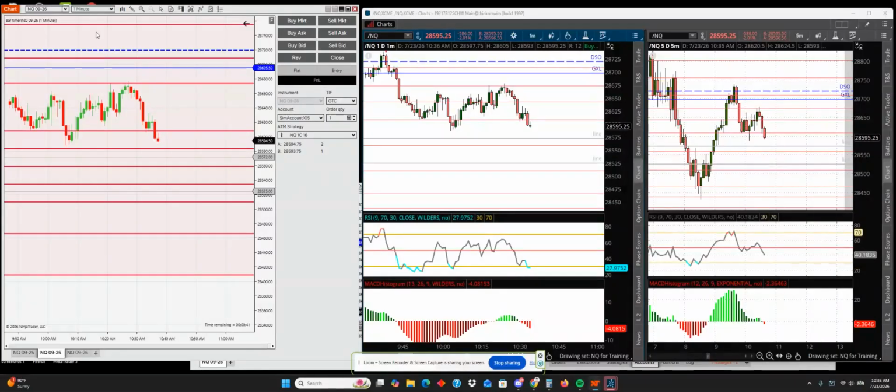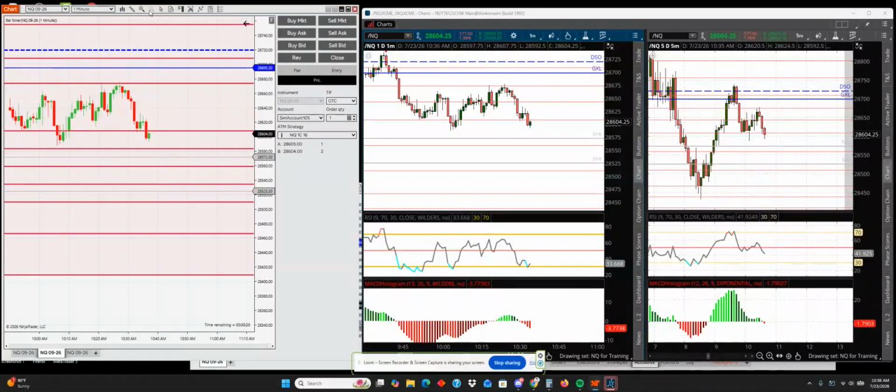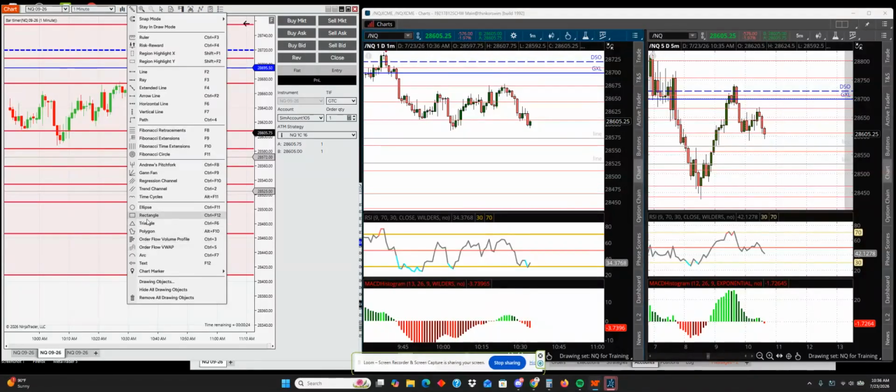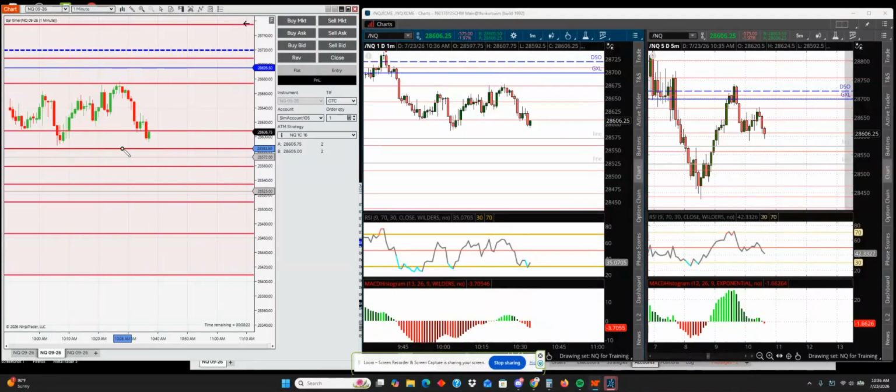I do have another level here that I added. It's not on the ThinkorSwim stream here. I put it manually right there. So let's see. Let me put a box there. I know it's a large one, but we can always let the market tell us the story.